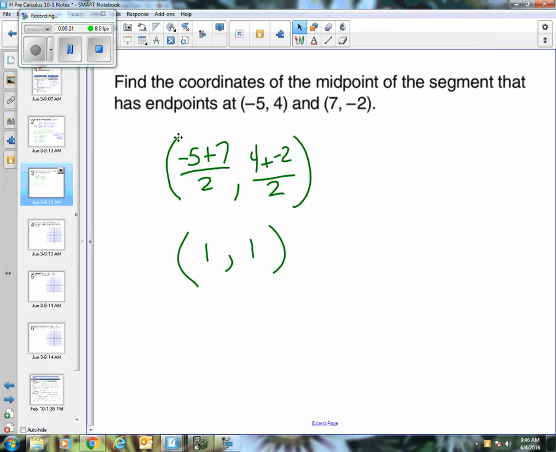So let me give you an example of a situation where you do something like that. So say you had the endpoints of a diameter of a circle. So say that those 2 points were the endpoints of a diameter. What would the 1, 1 represent of that circle then? Well, the midpoint of a diameter of a circle is its center. So we'd be able to find things like center by doing a midpoint. So again, an important calculation to be able to deal with.